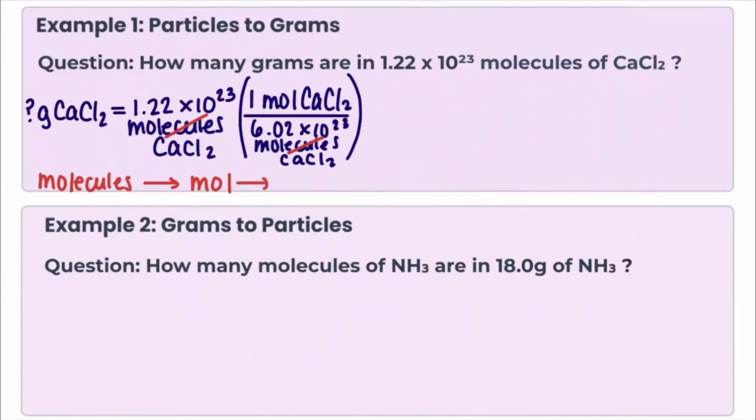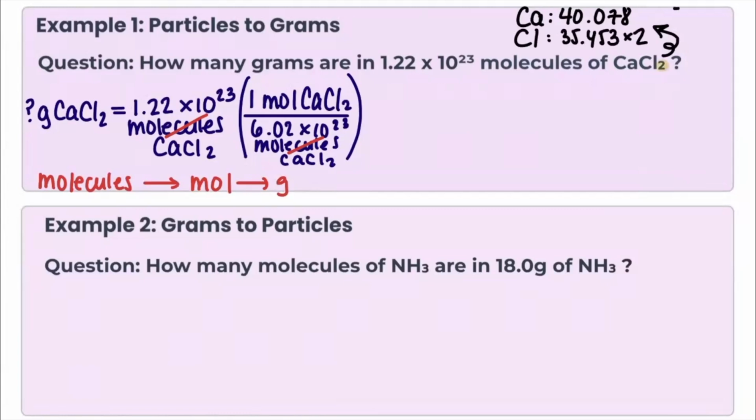So in order to go from moles to grams, we have to find the molar mass of calcium chloride. What we can do is go to the periodic table and find the molar mass of calcium, which is 40.078, and find the mass of chlorine, which is 35.453, but we have to multiply that mass of chlorine by 2 because we have 2 chlorine atoms present.